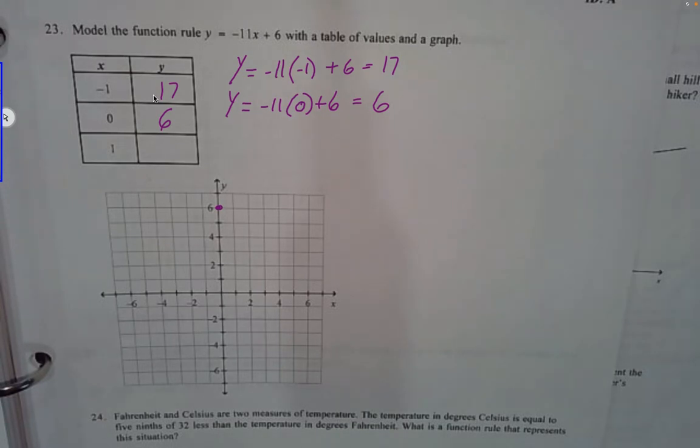Now the last one, what is it? Negative 11 times 1 plus 6. We get negative 5 for that answer, because that would be negative 11 plus 6. So I'm going to go over 1 and down 5. There's my second point. And I just draw a line through them. Okay, like that. That's your graph. Your graph should look like a line, just like it did on the other one that we did.